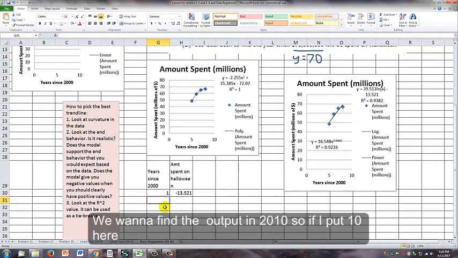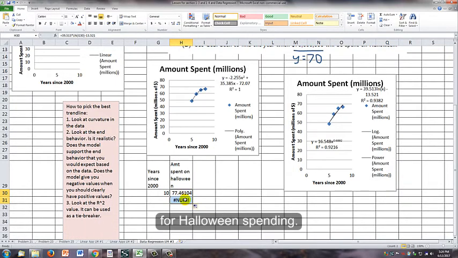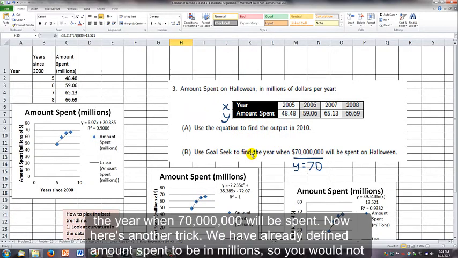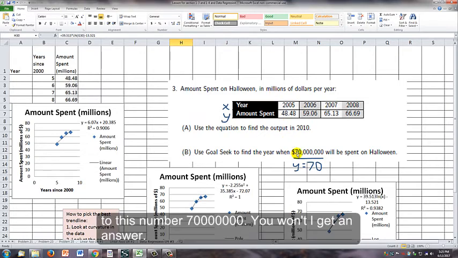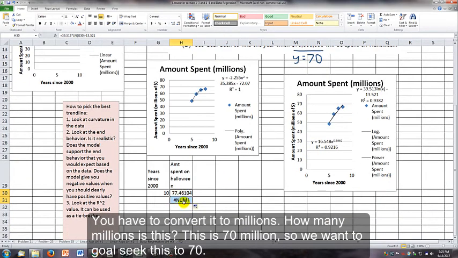We want to find the output in 2010. So if I put 10 here, then we predict that $77.46 million would be predicted for Halloween spending. And then the next question, we want to know the year when 70 million would be spent. Now here's another trick. We've already defined amount spent to be in millions, so you would not want to goal seek to this number, 700000000. You won't get an answer. You have to convert it to millions. How many millions is this? This is 70 million. So we want to goal seek this to 70.